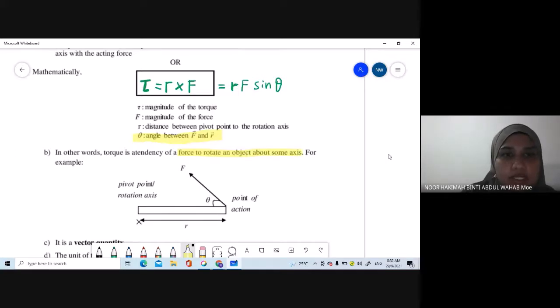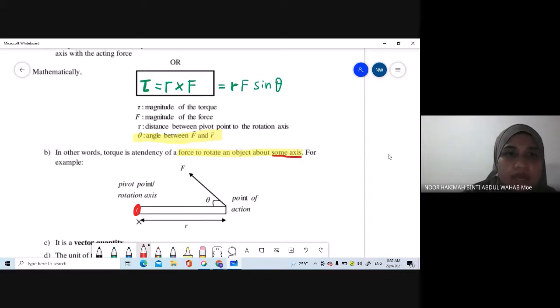For example, ni tadi contoh yang saya bagi tahu. So, dia mesti ada satu fixed point untuk something to rotate. Tak logik lah kalau dia tak ada fixed point. Macam mana dia nak rotate kan. If there is no fixed point, then it will only move in linear motion. Okay, so dia perlukan satu fixed point ataupun pivot point.